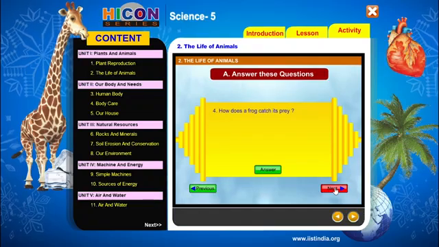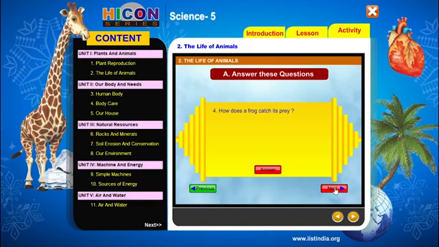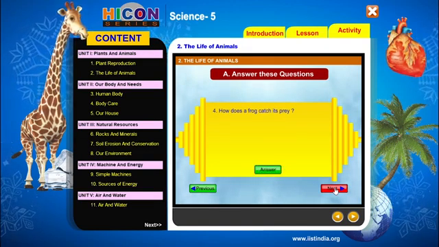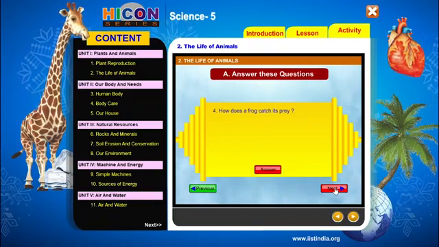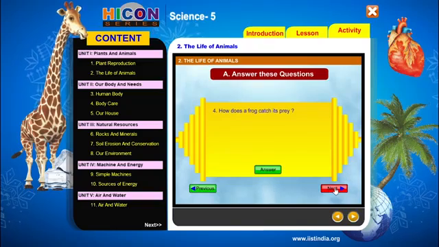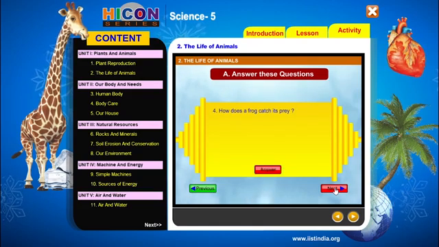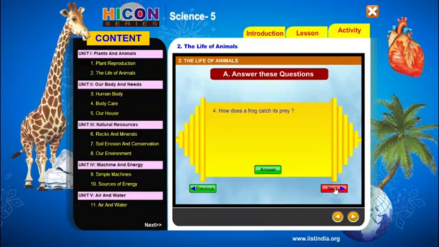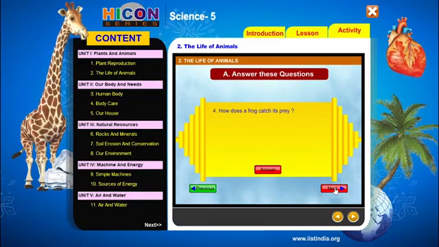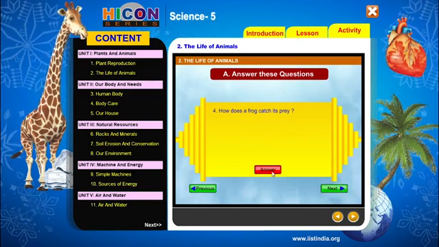Children, the fourth question is, how does a frog catch its prey? We have discussed the frog in insectivores. The frog is an animal that belongs to the insectivore category. Frogs eat especially insects. That's why the frog is an insectivore. But there is a special arrangement in its mouth to catch its prey, which we have already discussed in the chapter. So let us see the answer for this question.